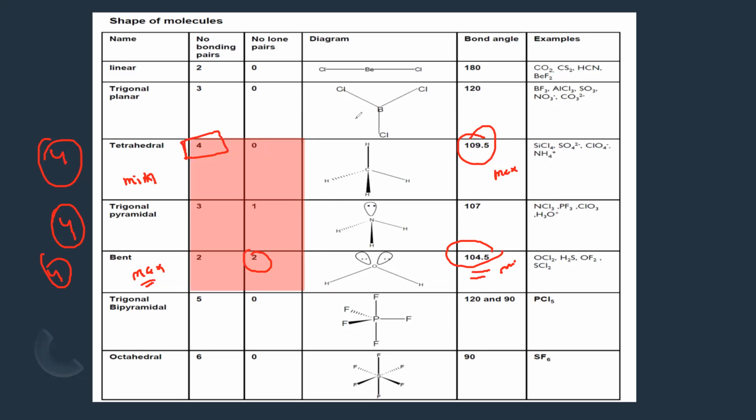Is the comparison clear? Lone pairs are relatively free and can move easily, which is why they have greater repulsion to the other electron pairs, which leads to a bend in the geometry or structure.